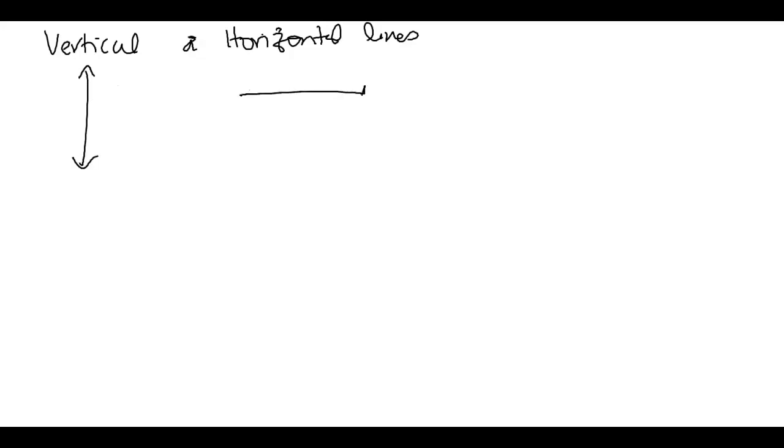Now in this video, let's talk about vertical and horizontal lines. When we look at vertical and horizontal lines, what's a vertical line? It's a line that looks like this. A horizontal line is a line that looks like this. So what is the equation for each one of those?